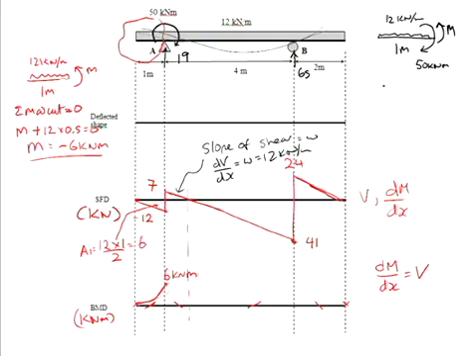So coming back up here, I'm now going to take moments at the cut. I have M, I have minus 50 because it's going clockwise, and then I have my plus 12 times 0.5 again. All of that equals 0, and from that, my bending moment now is equal to plus 44.